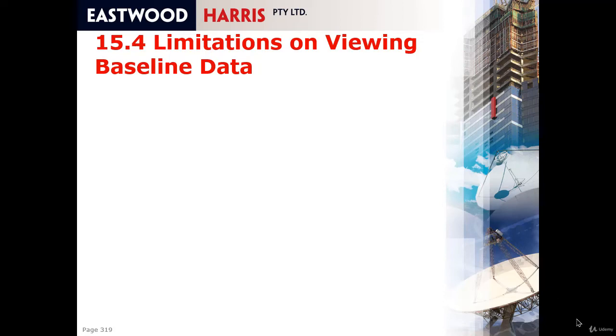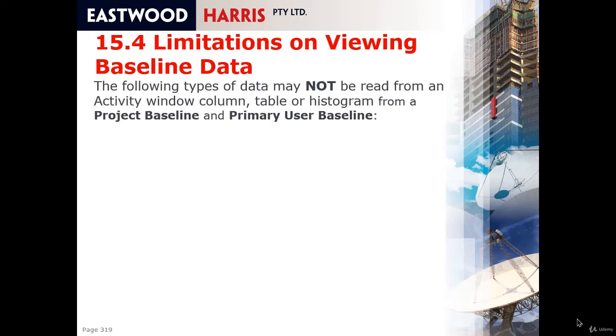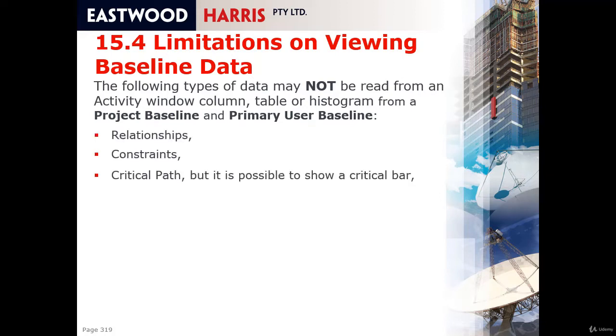Limitations on viewing baseline data. The following types of data may not be read from an activity window column, table, or histogram from a project baseline or primary user baseline. You can't read relationships, you can't read constraints, you can't read the critical path, but it is possible to show a critical bar in the Gantt chart.